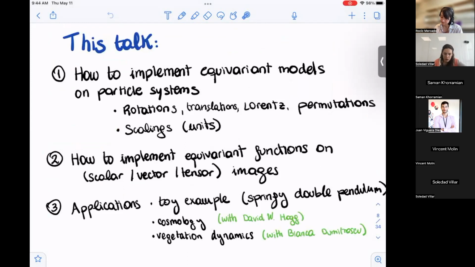So in this talk, I will mostly focus on explaining how to implement equivariant models on particle systems. So rotations, translations, Lorentz transformations and permutations, and scalings, which have to do with these units that I told you earlier. And then I will explain a little bit of how we can implement equivariant functions on scalar, vector, and tensor images. And then I have a few applications with collaborators in cosmology and in vegetation dynamics. And I can explain a little bit of that as well.